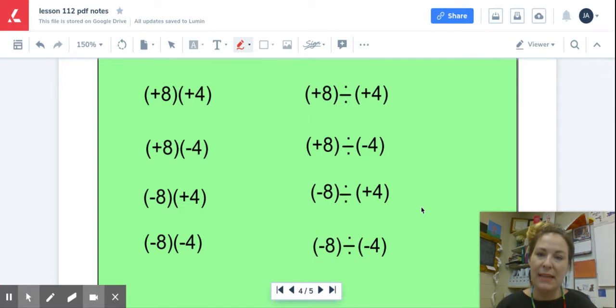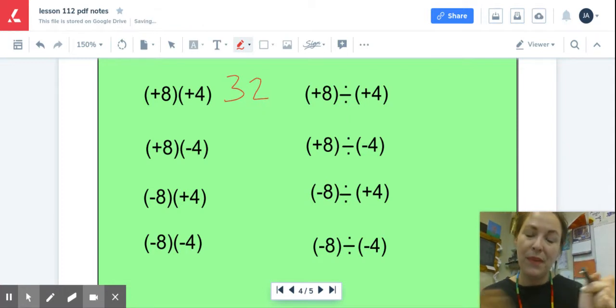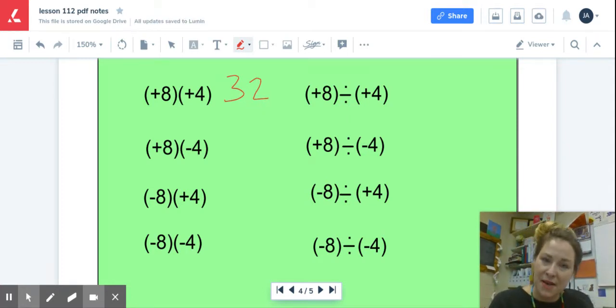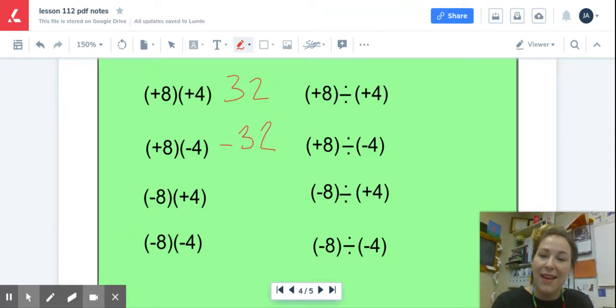So 8 times 4, we have a positive 8 times a positive 4. Those signs are both the same, so our answer is positive. 8 times 4 is 32. Now, we have an 8 times a negative 4. Those signs are different. We have a positive 8 and a negative 4. That means my answer is negative 32. Next one, we have a negative 8 times a positive 4 right here. Those signs are different. It doesn't matter which one's negative, which one's positive, which one comes first. If the signs aren't the same, our answer is negative.